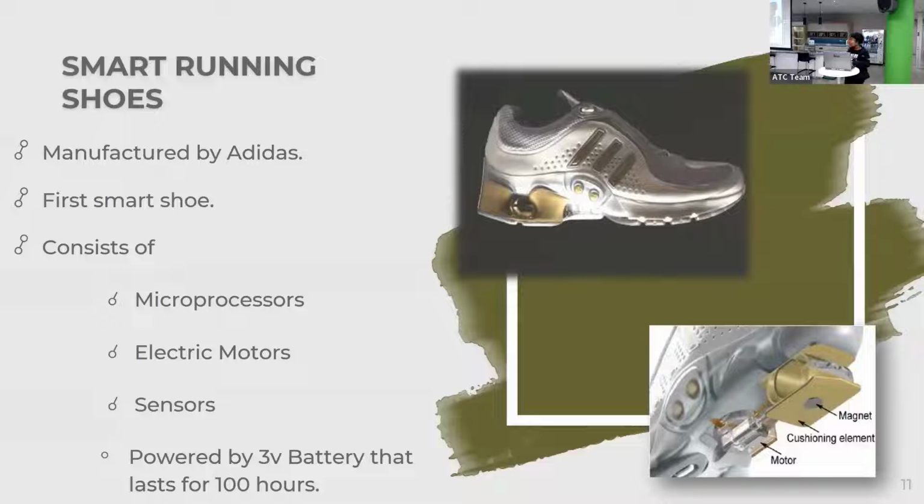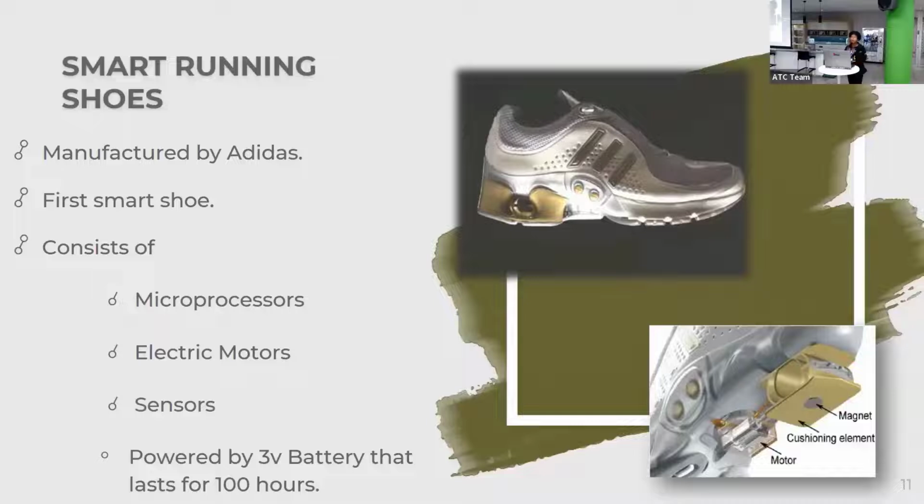These shoes were first made by Adidas, and they were the first smart shoe. They consist of a sensor, the electric motors, the microprocessor, and the motor is powered by a 3-volt battery. What happens here is that the sensors are able to sense the weight of the person who's wearing the shoe and also the surface on which they're running or walking. For example, if someone is running on a rough surface, the cushion element underneath the shoe receives from the sensors that this person is walking on a very rough surface and we need to adjust the cushion.